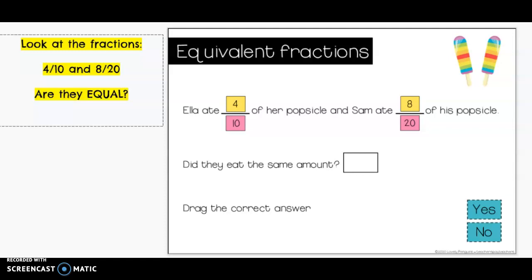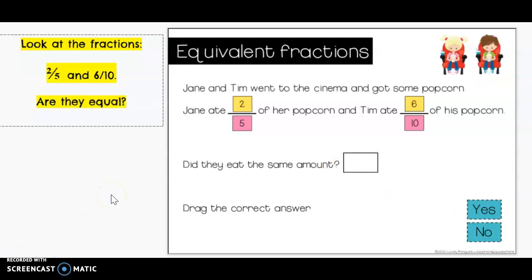Let's look at the word problem in slide 20. Ella ate 4/10 of her popsicle, and Sam ate 8/20 of his popsicle. Did they eat the same amount? So in this case, you might want to use your whiteboard to find out if 4/10 and 8/20 are equivalent. That means, is there one number that you can multiply the numerator and the denominator by, and they give you the same answer? If it works, you're going to put yes if they're equivalent, or you're just going to drag no in the box if they are not equivalent.